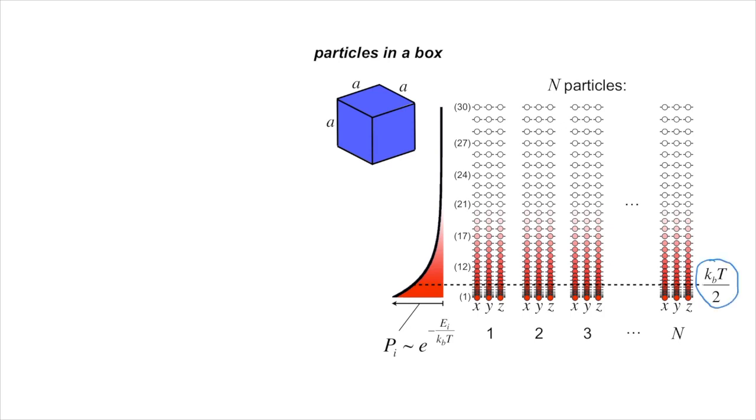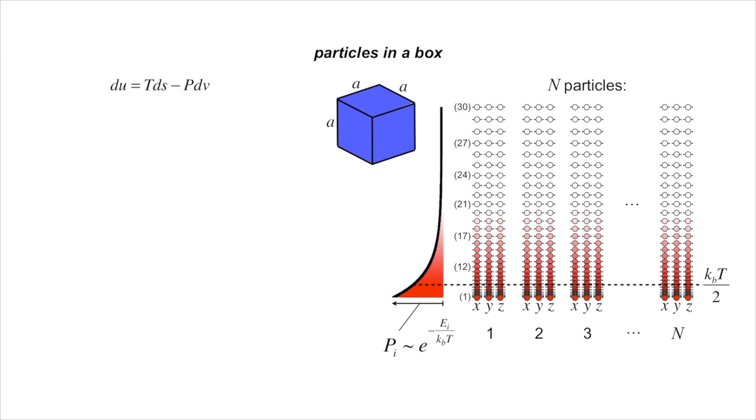Since there are 3 translational modes in the x, y, and z directions per molecule, this corresponds to an average energy of 3/2 kBT per molecule, or 3/2 RT per mole. This agrees nicely with our previous calculation of the molar heat capacity, 3/2 R, based on the entropy. Now imagine we increase the energy content of the system while maintaining a continuous state of equilibrium.